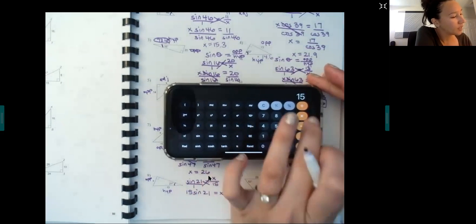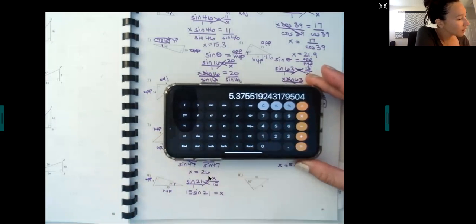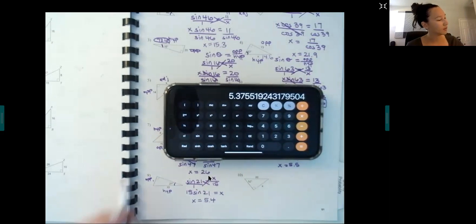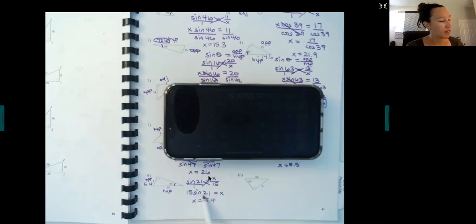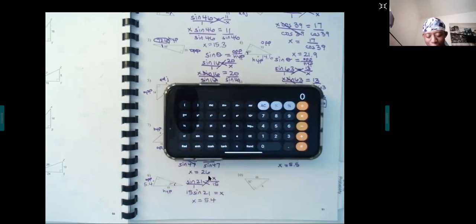So we could do 15 times sine of 21 equals 5.4. So this side, our opposite side, is 5.4. Any questions on how I put 15 sine of 21 in the calculator? No? No, I don't think so.